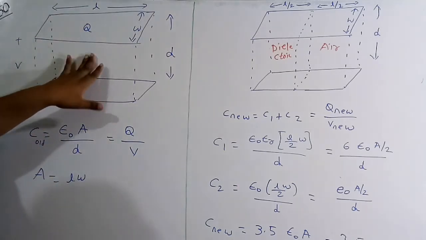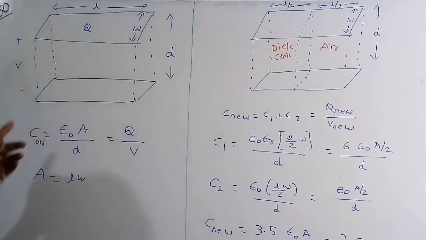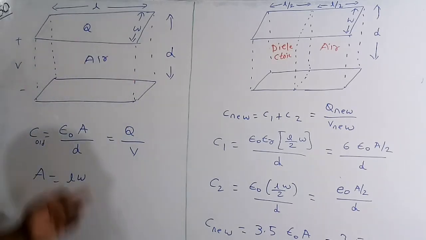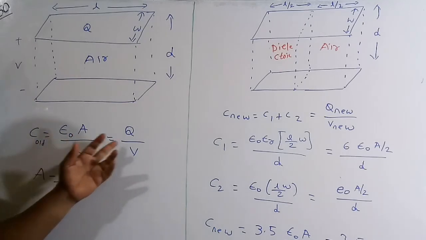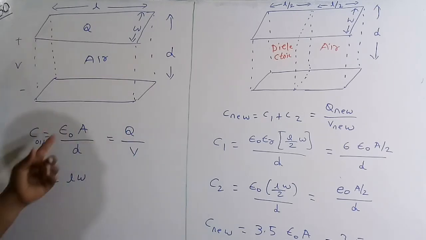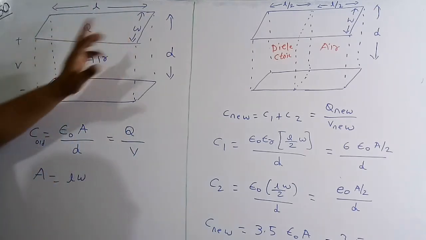I am going to assume this as the first case, or we can say the old version. So C old is equal to epsilon naught, since this is air. Basically this is air, so epsilon r is equal to 1. Therefore C old is epsilon naught A by D. We can also say capacitance is equal to charge by voltage, Q by V, where A is the area of the plate, which is L into W.